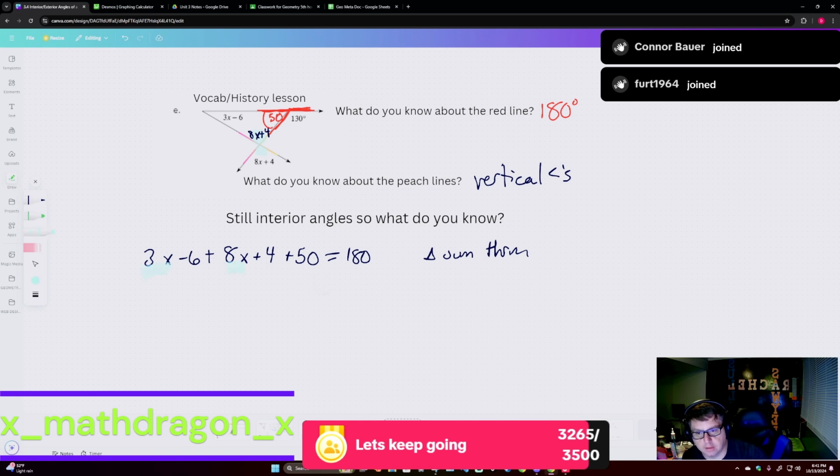Now we can combine like terms. Just to keep us organized, actually I like the gray. Let's draw that line down the middle. Okay? So it's still going to be equal to 180. We're going to combine like terms. And then we're going to do 3x plus 8x, which will be 8, 9, 10, 11x. And this is going to be plus 48. Because 4 and negative 6 will leave us with negative 2, which means we subtract 2 off 50, which is 48.